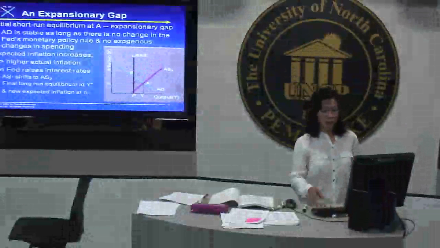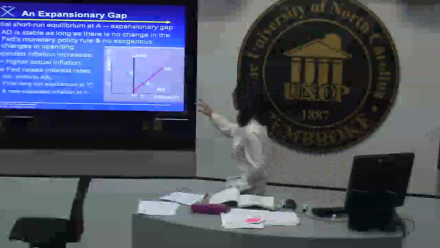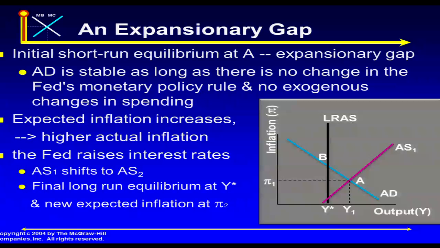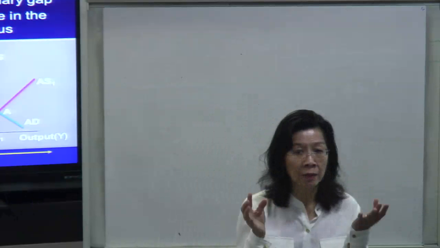So this is the other way. If the AS curve were to move down, if you start from this point A right there, now we have an expansionary gap. So the beginning point is very important. Sometimes we start off with an initial long run equilibrium where you need three lines. But sometimes you start off with two lines intersecting, your short run equilibrium, which will be either an expansionary gap or a recessionary gap.